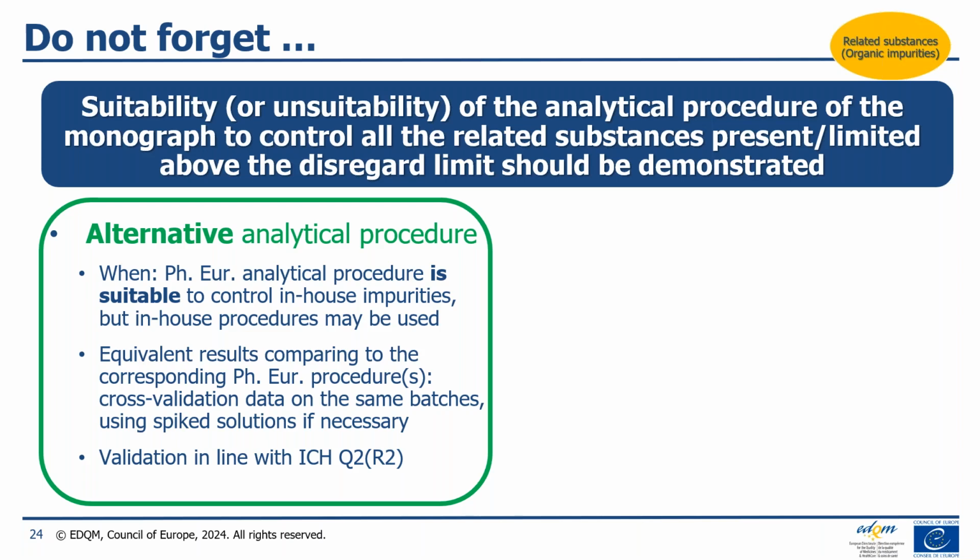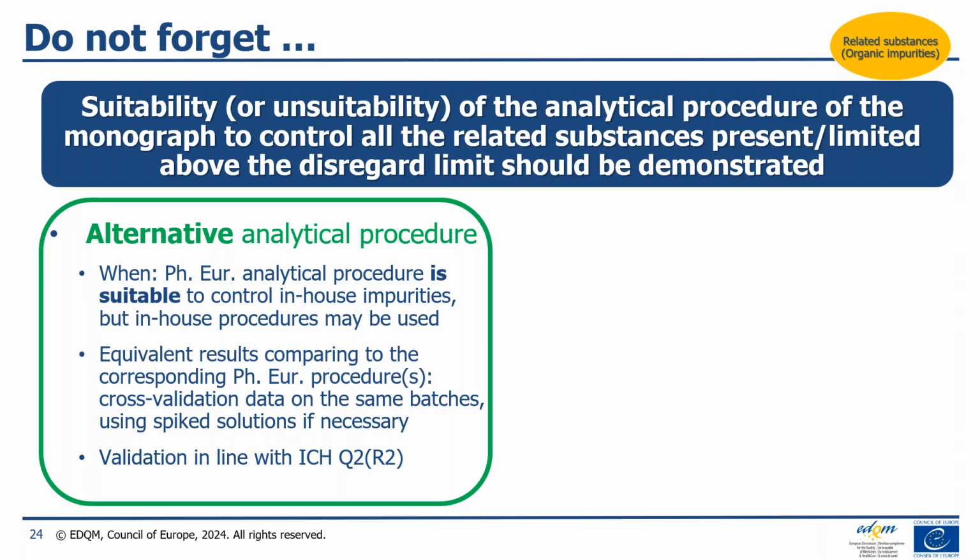When the analytical procedure from the monograph is suitable to control the in-house impurity, but you have an in-house procedure that can be used, you have to show in that case equivalent results comparing the two methods. Cross-validation data on the same batches should be provided using some spiking solution if necessary. If you are using too pure material, you have to provide those spiking studies.